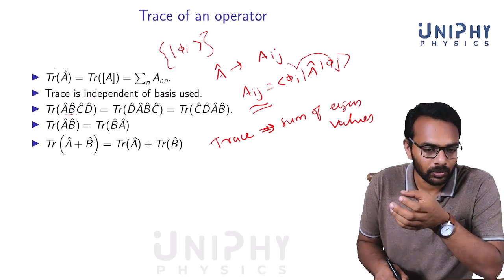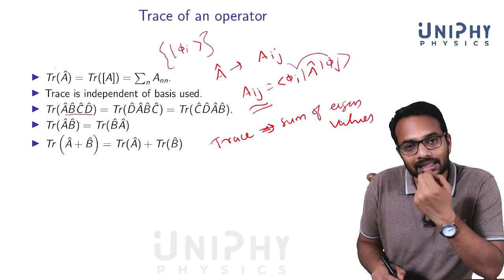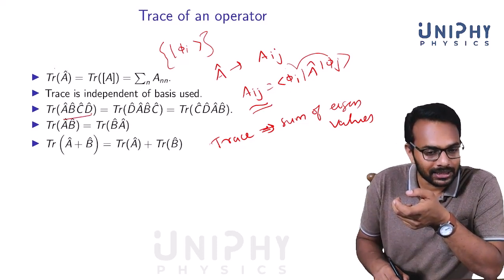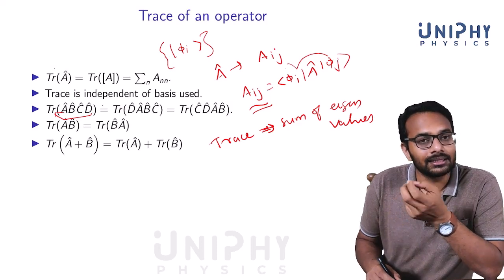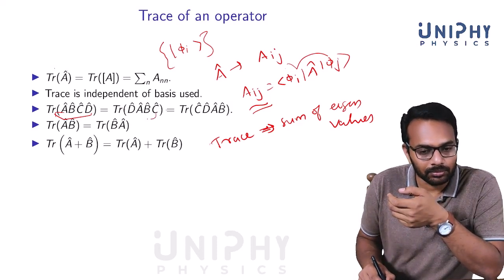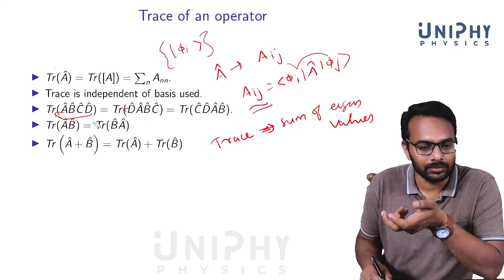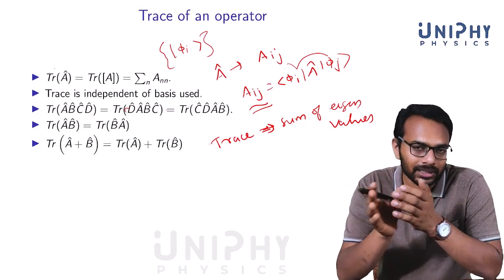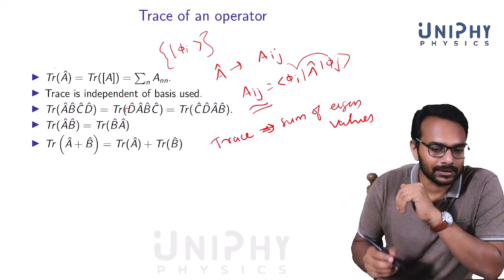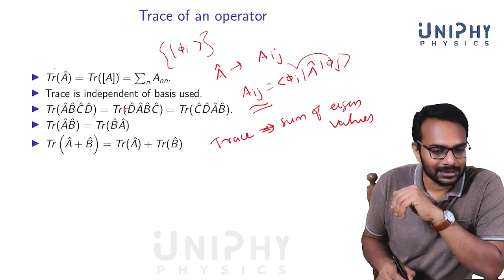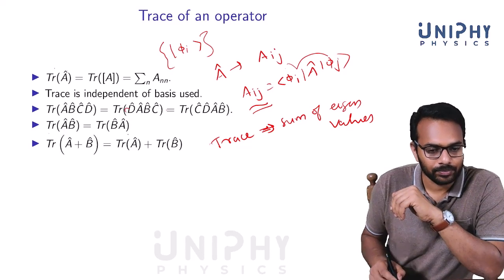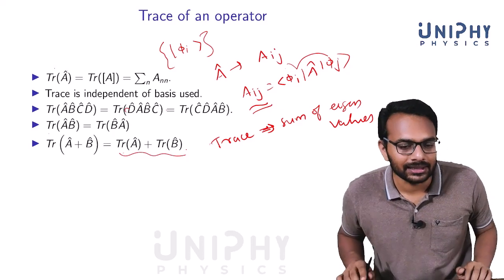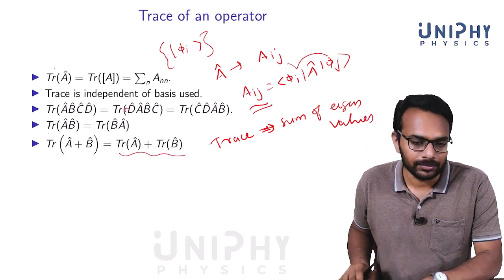You can take the product of many operators and then find the trace, and you'll see that this property is satisfied. Even if you put this D to here, you get the same trace, and you can do the same thing. You can bring this C here, and again the trace will be the same. So if you make a cyclic permutation of these operator products, the trace does not change. It's easily seen that for this reason trace of AB is equal to trace of BA, and I want you to remember that trace of A plus B is trace of A plus trace of B.